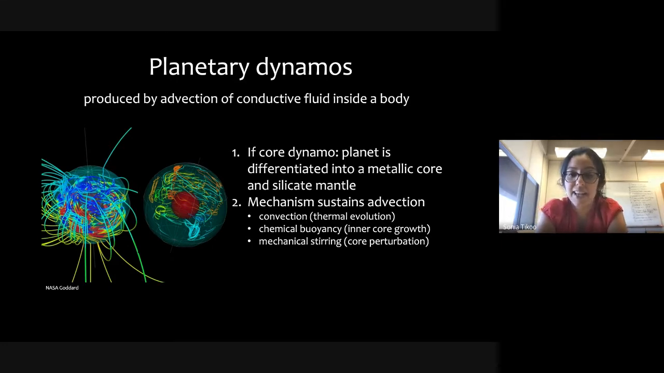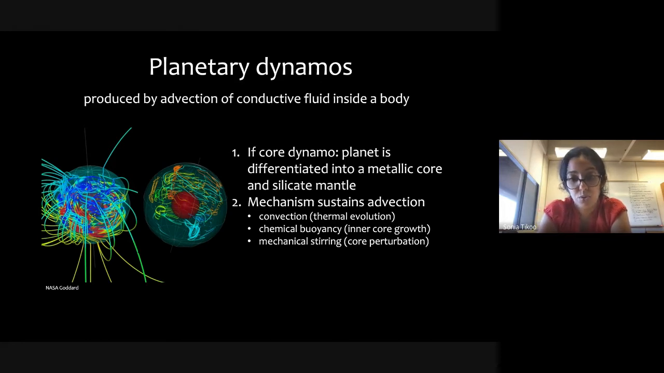And the second thing that tells you is that there is some mechanism operating within the body to sustain advection of the fluid metallic core. And that mechanism can be one of several things. You could have the canonical generation mechanism, which is simply thermal convection. So if you have a long-lived dynamo, that tells you something about the thermal evolution of the planetary interior and the cooling of the core.